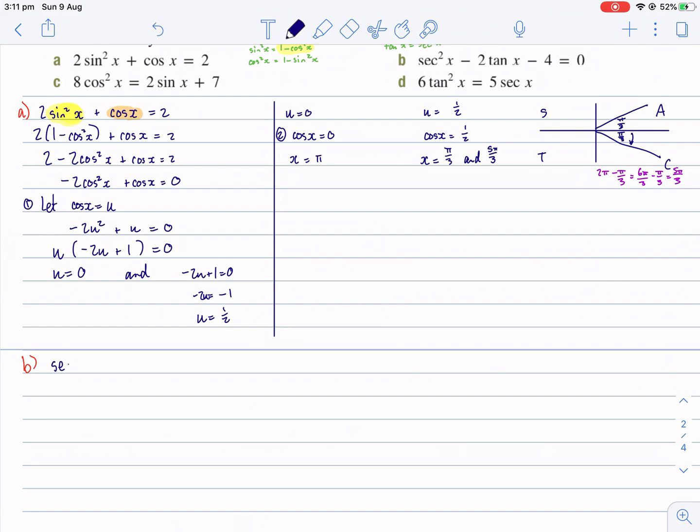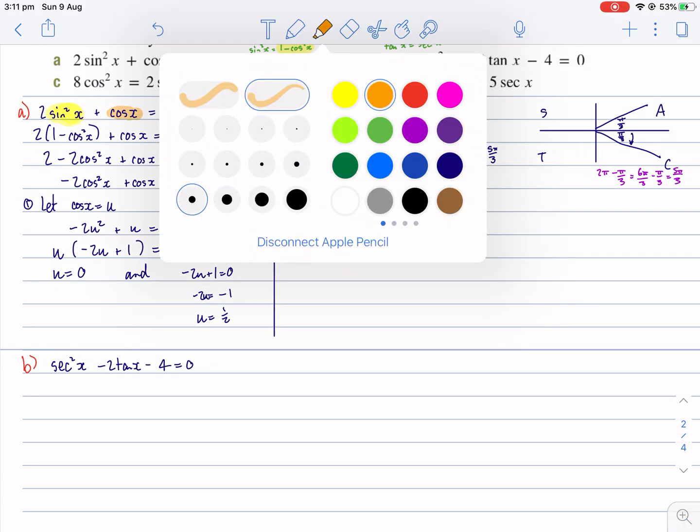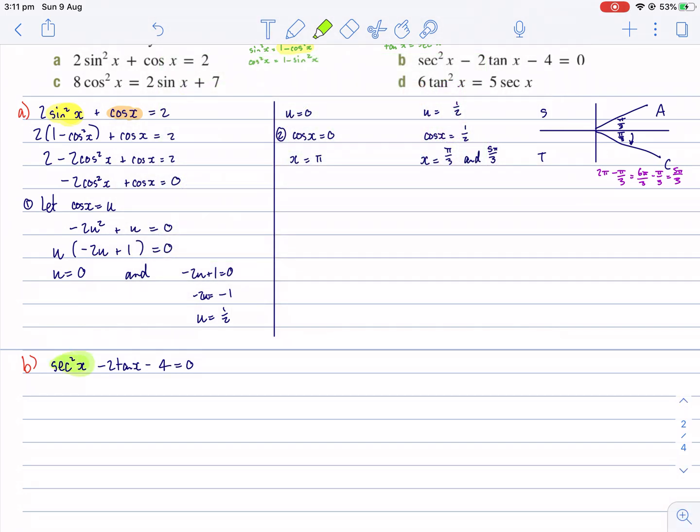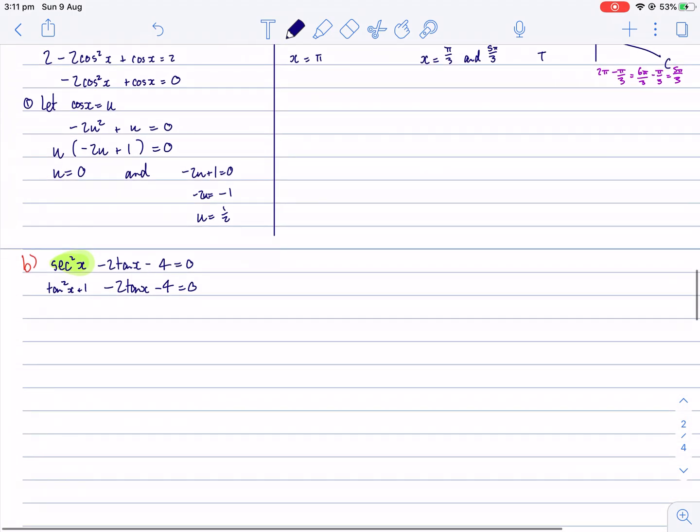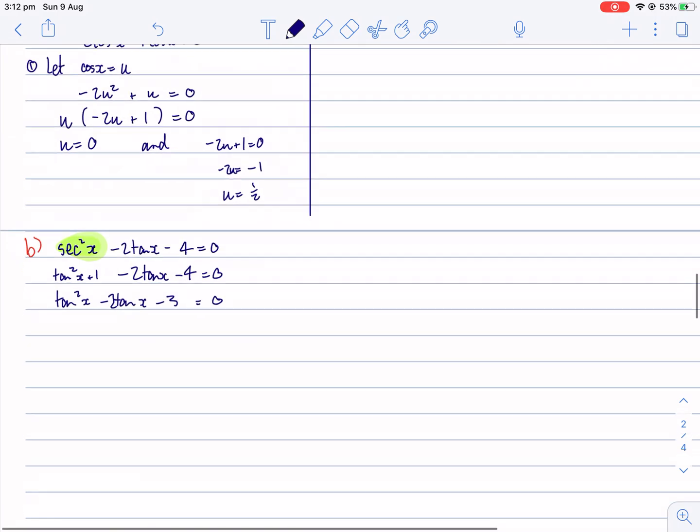So we've got sec squared x take 2 tan x take 4 equals 0. I'm going to replace sec squared with tan squared plus 1. So I've got tan squared x plus 1, take 2 tan x take 4 equals 0. Didn't need these brackets. This means I've got tan squared x take 2 tan x take 3 equals 0.